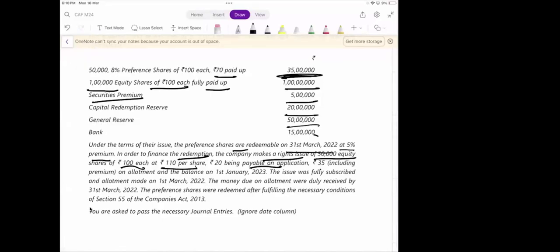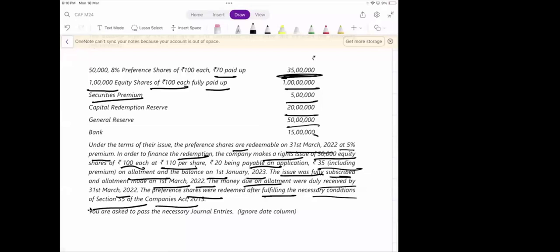20 being payable on application, 35 including premium on allotment, and the balance on 1st January 2023. The dates are slightly important over here. We'll read it again giving importance to dates. The issue was fully subscribed and allotment made on 1st March 22. The money due on allotment was duly received by 31st March 22. The preference shares were redeemed after fulfilling the necessary conditions of Section 55 of the Companies Act 2013. Fine.